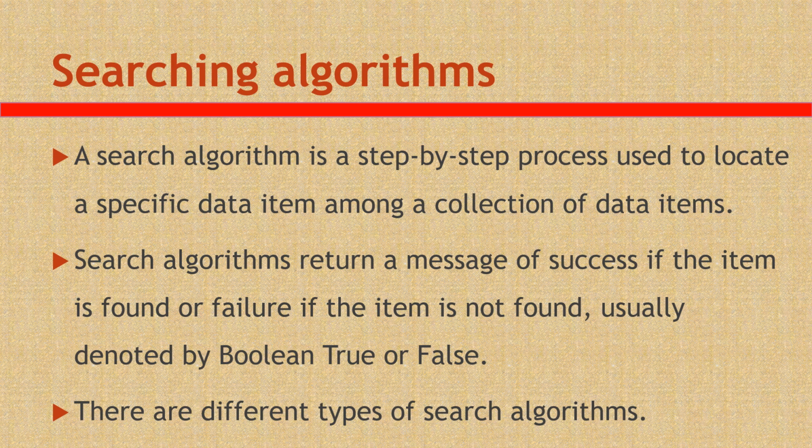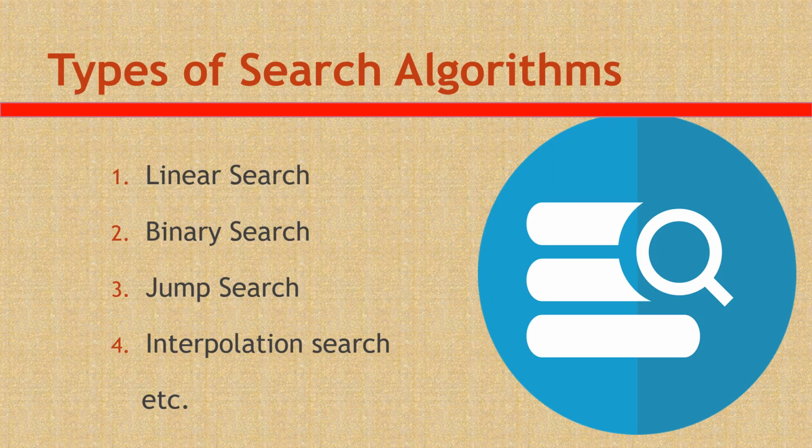Now there are different types of search algorithms. So we have the linear search, we have the binary search, we have the jump search, interpolation search. There are so many other types of search, but this video is mainly focused on the linear search.